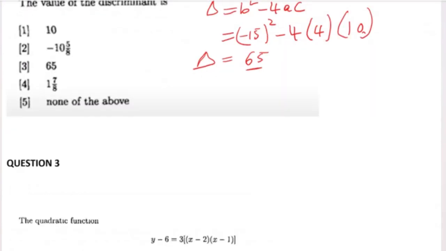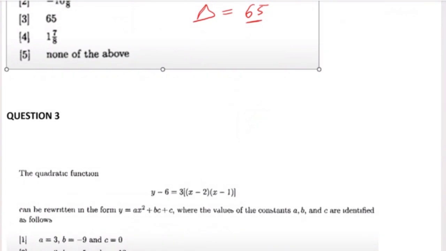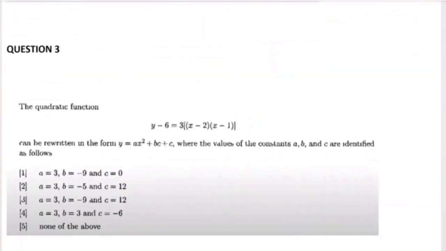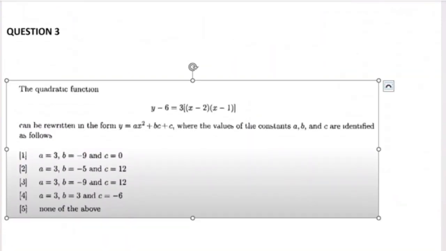Okay, so question 3, this is what this thing is suggesting. This is a quadratic form. You are told that this can be rewritten as y is equal to ax squared plus c, where the values of a, b, c. So you need to simplify. There's nothing that you need to do here other than simplifying.